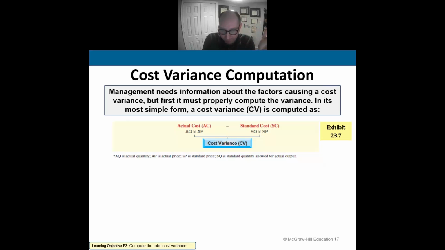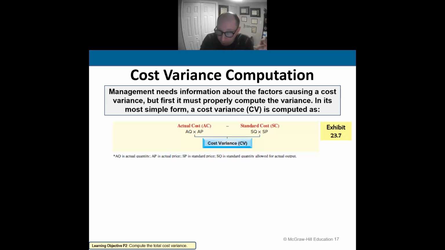Now, here we go. This is where it gets a little tricky. So, take your time, take some notes here, okay? This part's super important. This formula looks a little confusing, right? It gets a little muddy, but understanding the variances is so important, so being able to calculate them is also very important. Remember, the variance is the difference between the actual and the standard cost. Actual cost minus standard cost is your cost variance.